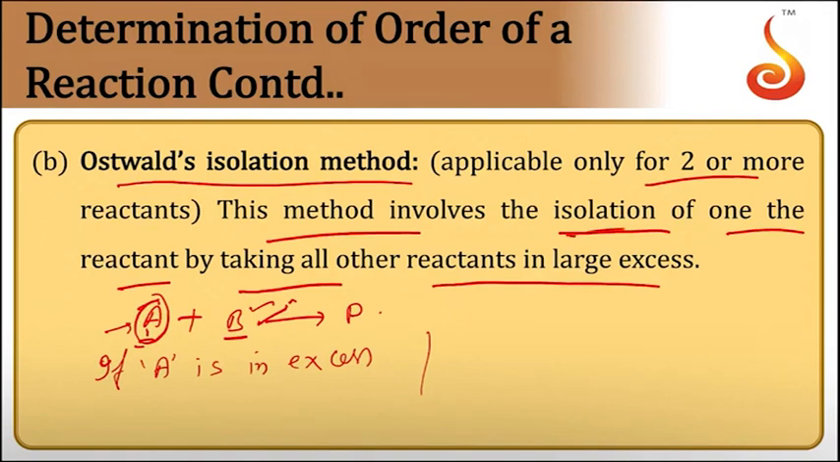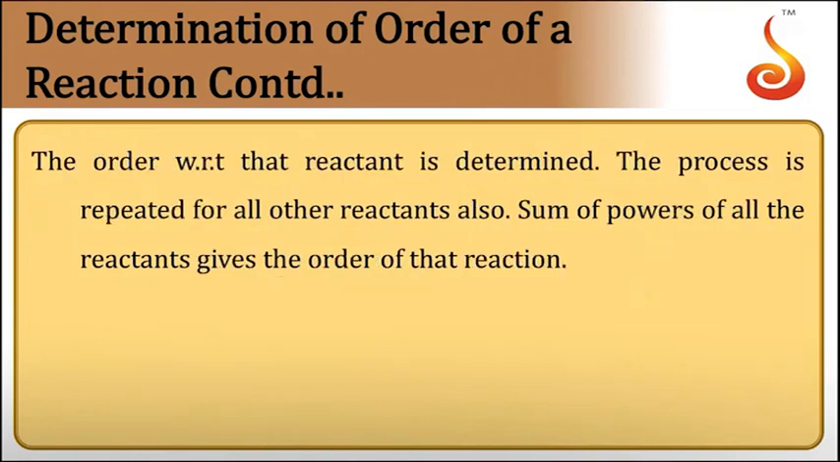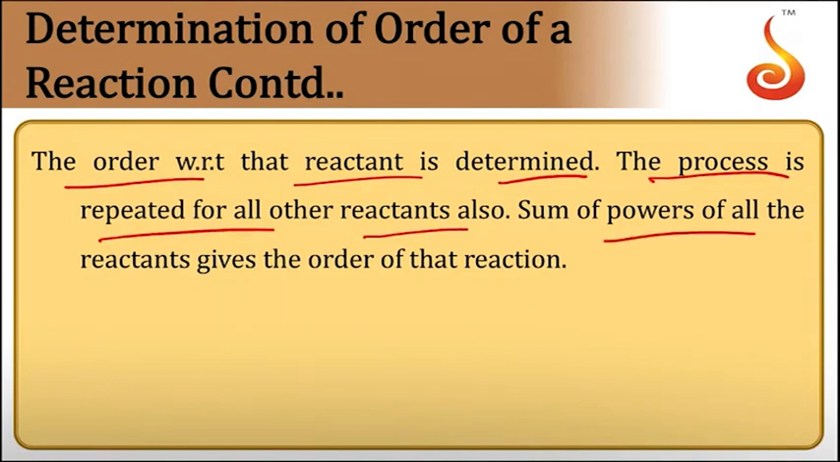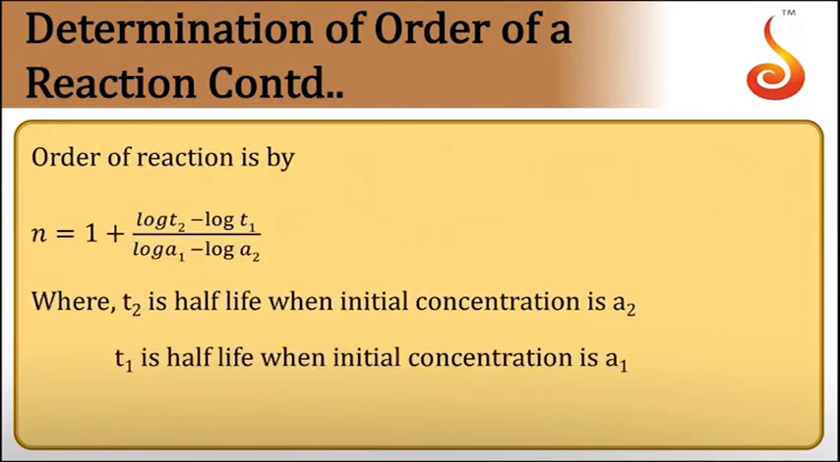So this method involves isolation of one of the reactants by taking all other reactants in large excess, because rate will be independent of the reactant which we take in excess quantity. So you can find out in that way. So the order with respect to the reactant is determined, means that which you are taking in limited amount. The process is repeated for all other reactants. Finally, sum of the powers of all the reactants gives us the order of the reaction. So we isolate one among them. This is regarding isolation process. Then comes half-life method we have. This is said to be half-life method.